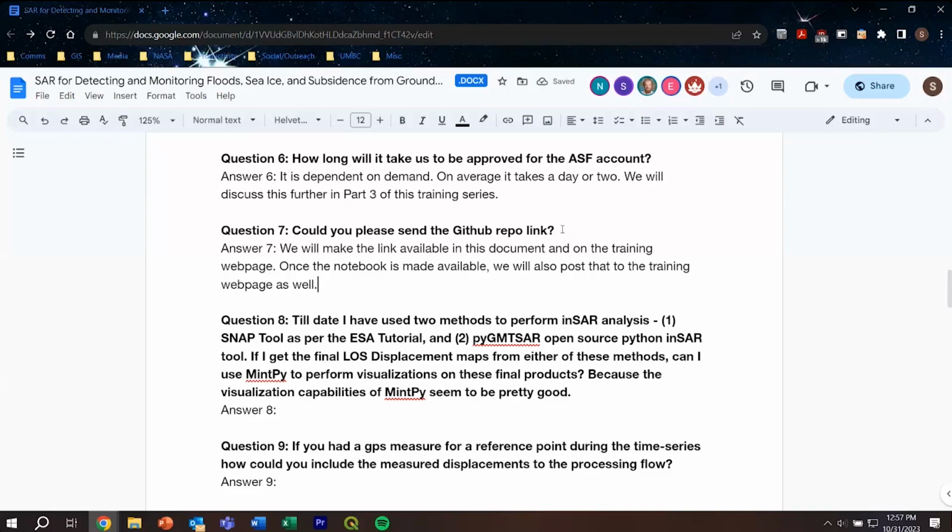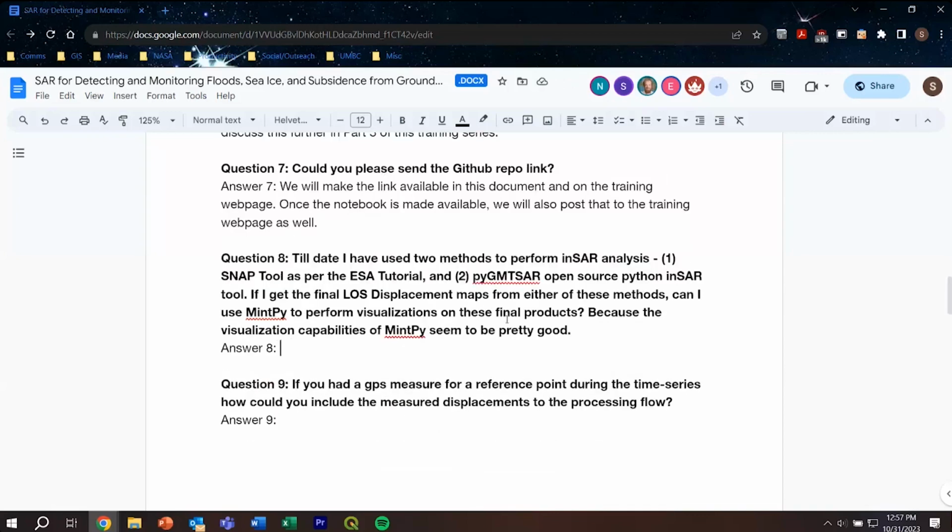Okay, so the next question is question number 8. To date, I've used two methods to perform InSAR analysis. One is using the SNAP tool, following the ESA tutorial. And the second one is PyGMT-SAR, an open source Python InSAR tool. If I get the final line of sight displacement maps from either of these methods, can I use MintPy to perform visualizations on these final products? Asking because the visualization capabilities of MintPy seem to be pretty good.